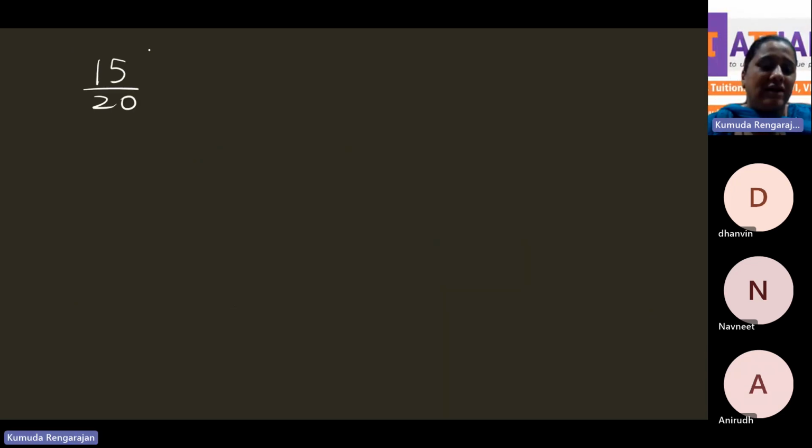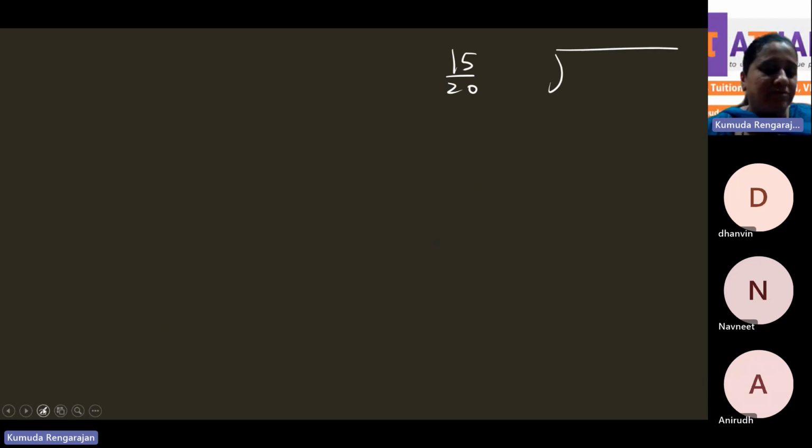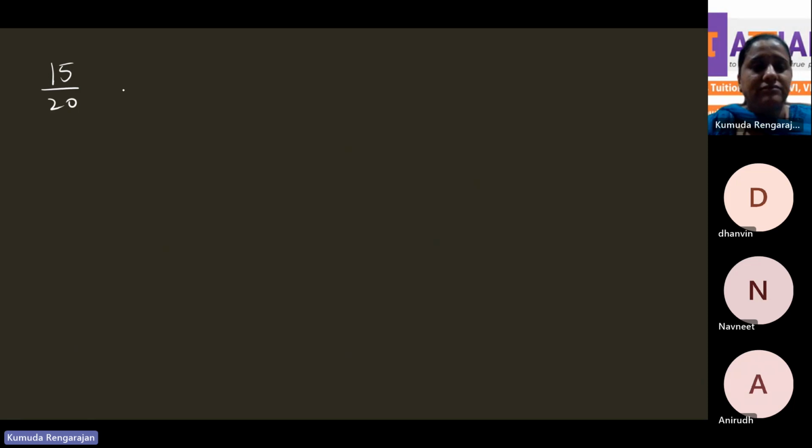Now, what do we understand by that? What is this, the value of a proper fraction is always less than 1? Let's understand that now. Let's take this fraction itself, 15 by 20, and find its decimal representation.